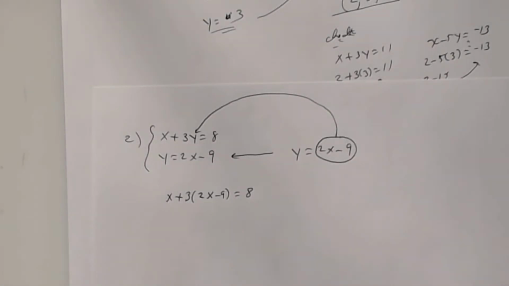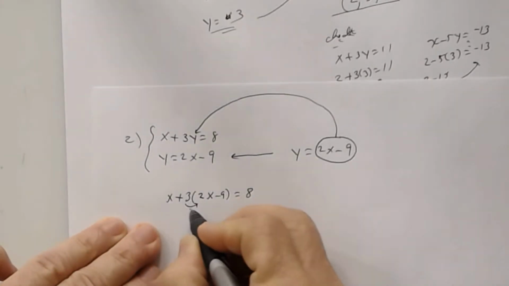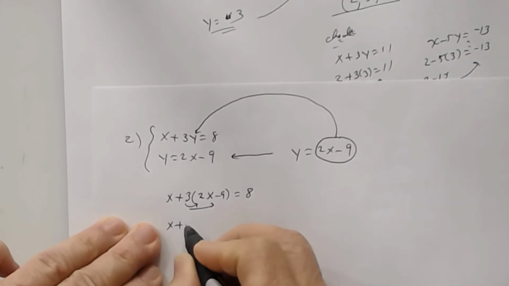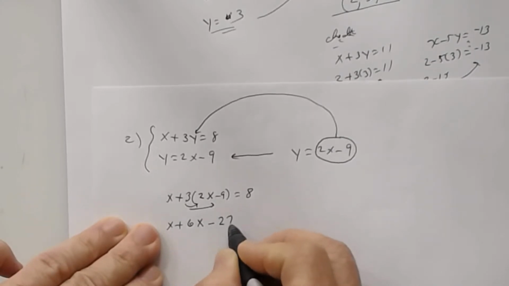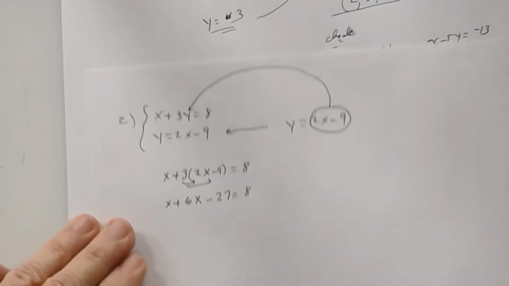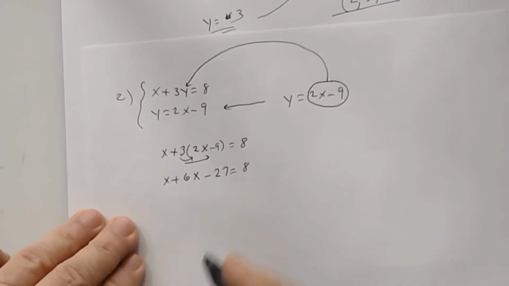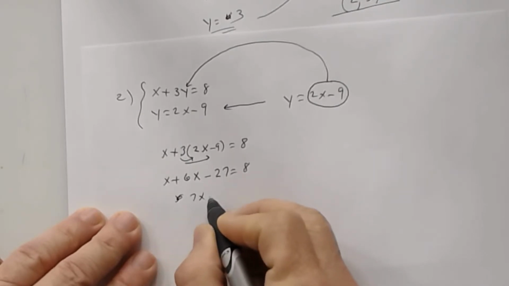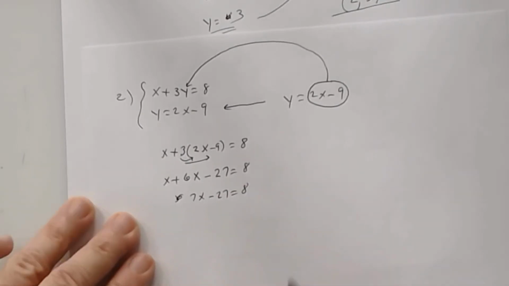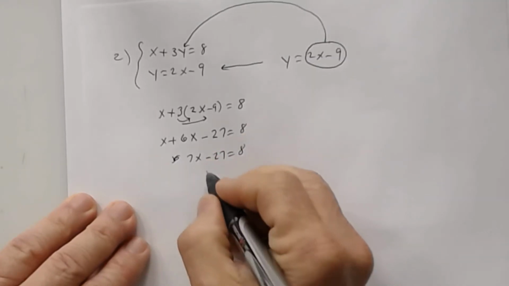What's the next step? Distributive property. So I get x plus 6x minus 27 equal 8. What's the next step? Combine like terms. So 7x minus 27 equal 8. What's the next step? Add 27 to both sides. Okay.